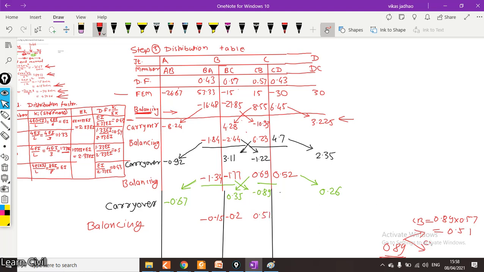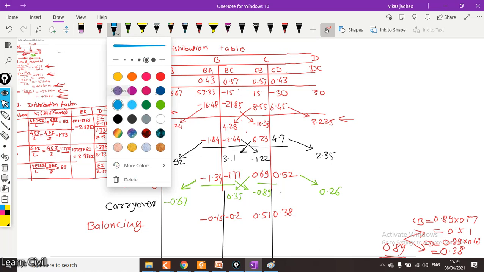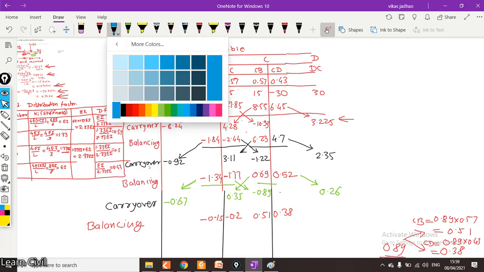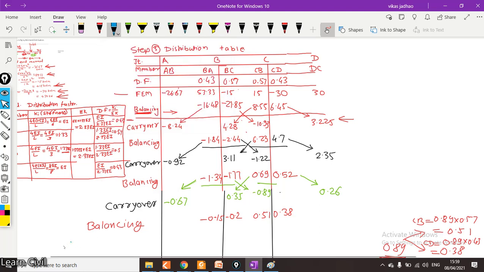And for CD, this will be 0.89 into 0.43, that is the distribution factor for CD. So this is equal to 0.38, so apply a balancing moment of 0.38 here. Next step, you have to go for carryover. Yeah, next step will be carryover.